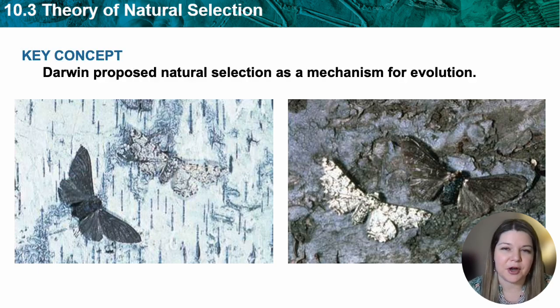In this video, we're talking about Chapter 10, Section 3, and the key concept in the video is that Darwin proposed natural selection as a mechanism for evolution. So what I hope you learn in this video is what natural selection is and the 4 principles that led Darwin to come to this idea, and then also how this relates to evolution.